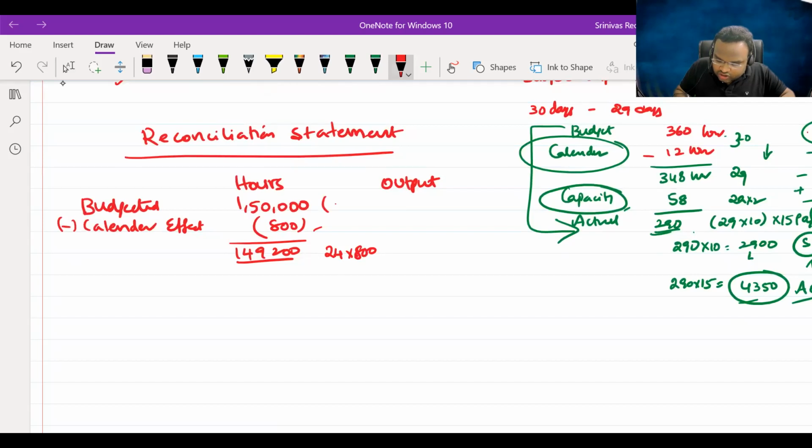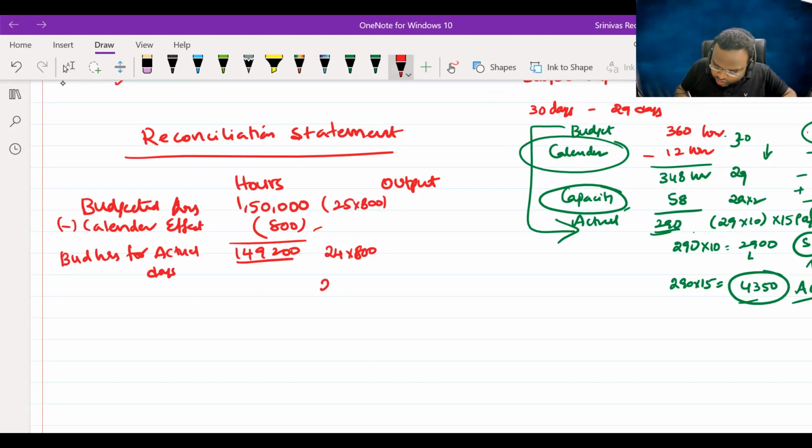So how did this 1,50,000 come? 25 days into 800 mission hours. 1 day loss means 800 hours lost. Now we have available hours 24 into 800, so 1,49,200 hours are available. This is what? Budget hours for actual days. This is budget hours for budget days, budget hours for actual days. The difference of this is because of what? Not working for 1 day. That is what we call the calendar effect.